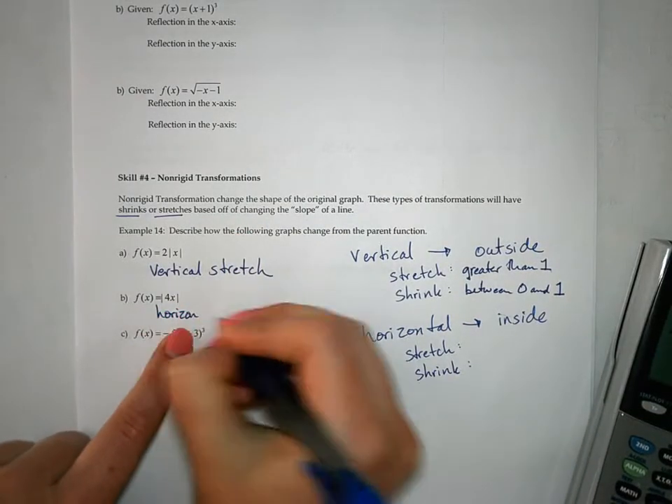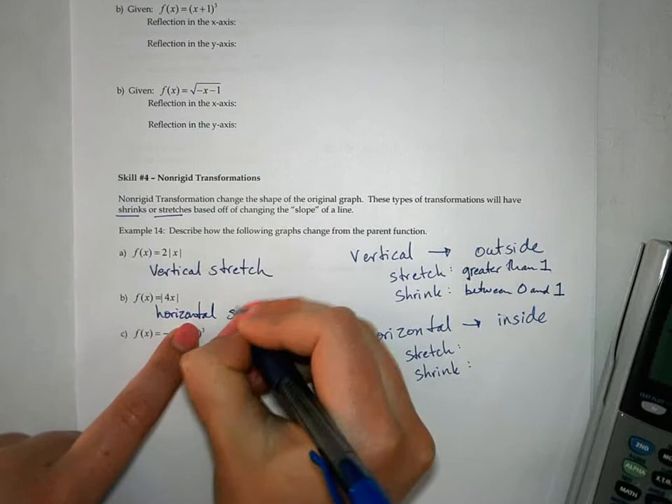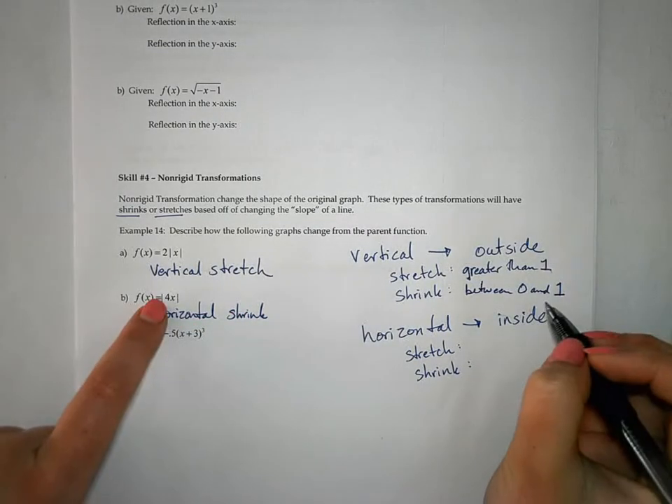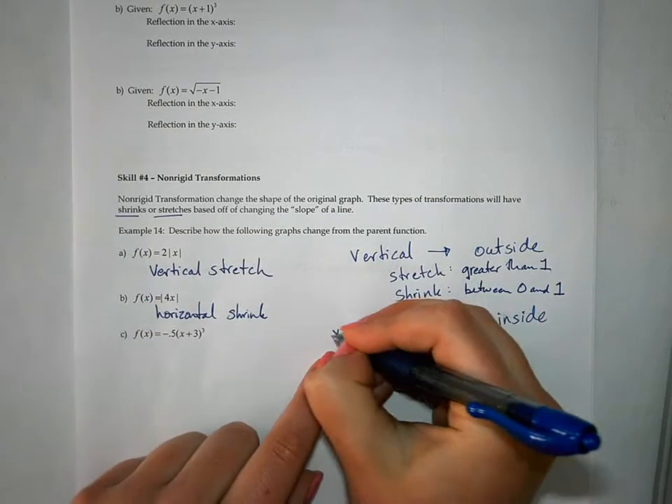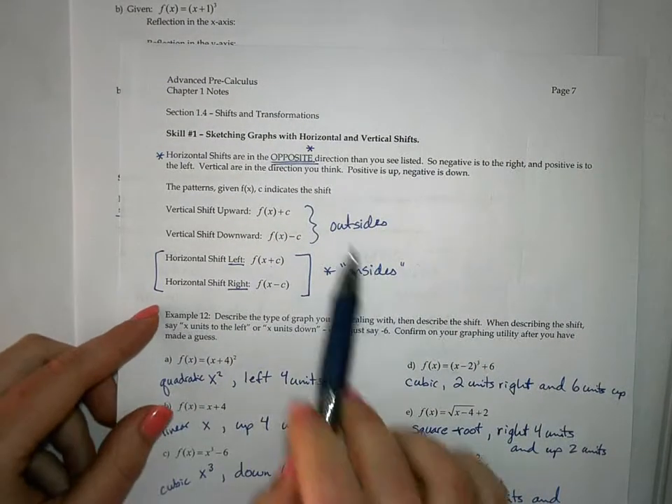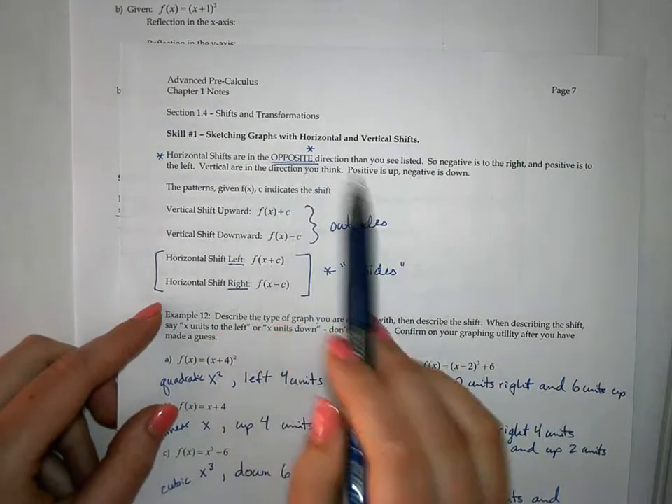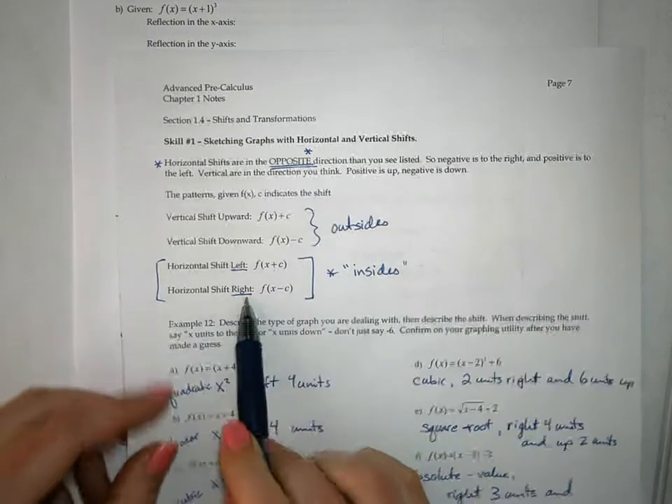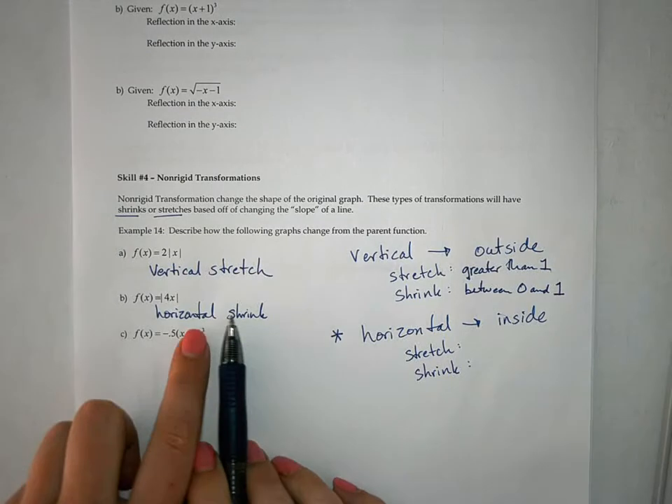And you might be saying, well, why is that? Because isn't that greater than 1? Yes, it is. But remember, horizontals are funky. Remember how last time we had horizontals and we had them for the insides? We said it was always the opposite of what we expected. So that when you saw a plus, it was actually going to the left. When you saw a minus, it was actually going to the right. It's going to be the same thing here.